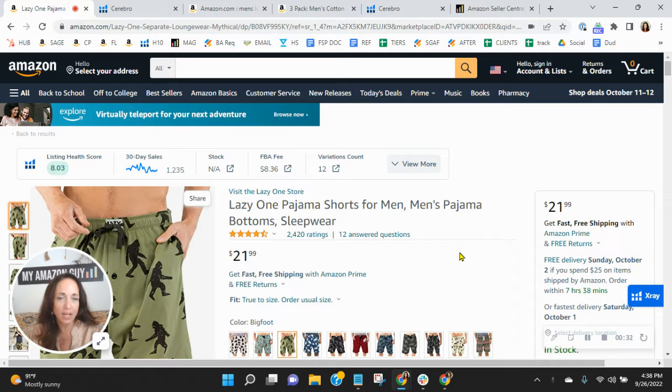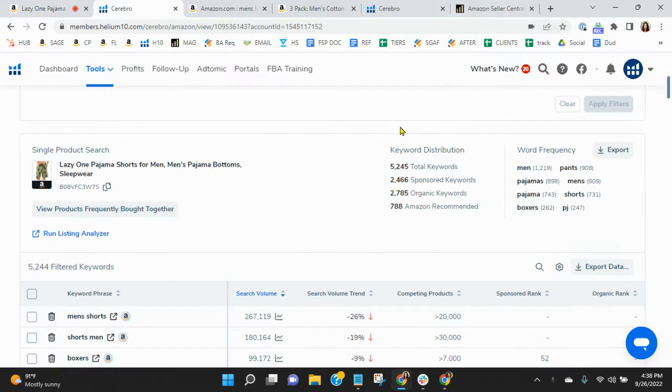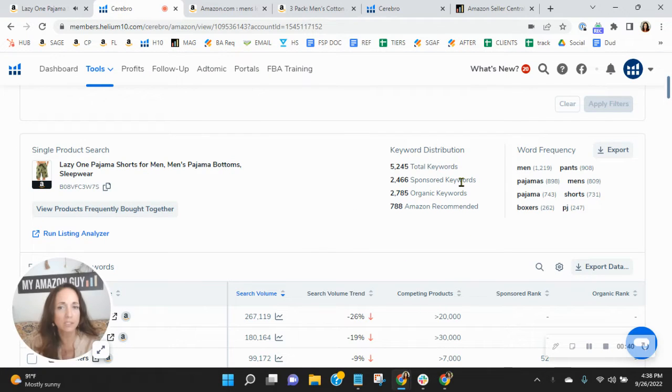It shows that you're priced at $22. You've sold 1,200 units in the past 30 days. And looking here, you've got 2,400 sponsored keywords, 2,700 organic keywords. You need more organics. You need 2-to-1, right? So for every 2 organics, 1 pay-per-click or 1 PPC. So this should be closer to 5,000 to 6,000, your organic keywords.